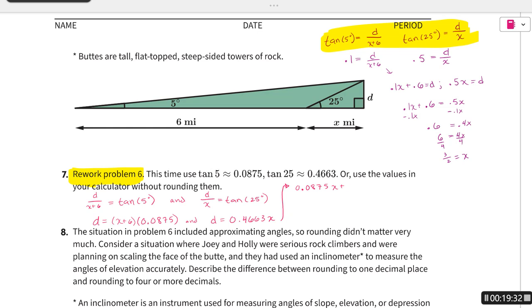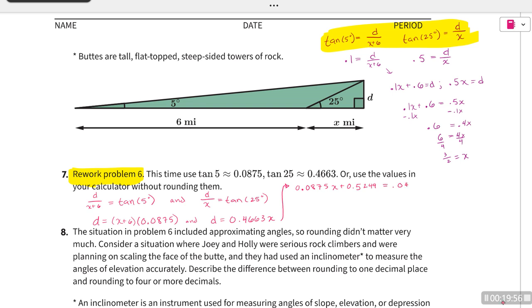Tan of 5 times 6 gives us 0.5249. And I'll use 4 decimal places since that's what they give us here. But ideally, instead of clearing our calculator at all, we can do this all as one step.